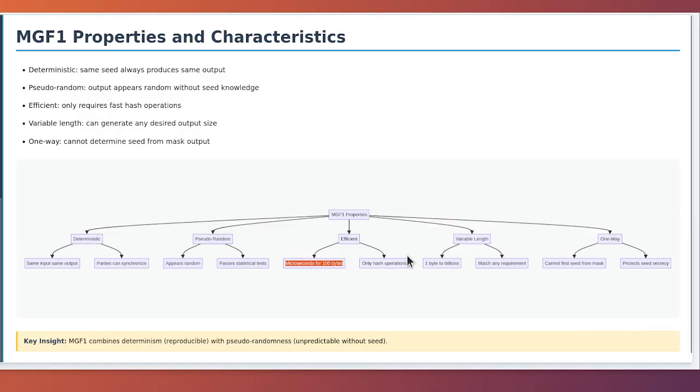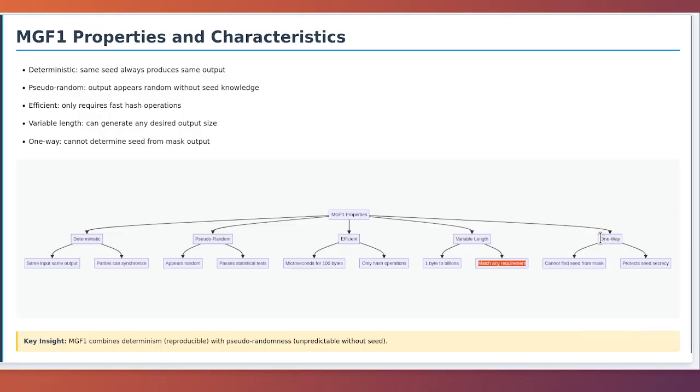Fourth, MGF1 has variable output length. You can request any length of output from 1 byte to extremely large sizes limited only by the counter size. The counter is 4 bytes, so theoretically you could generate up to hash length times 2 to the power of 32 bytes of output, which is far more than any practical application would ever need. This flexibility is valuable because different cryptographic operations need different length masks.